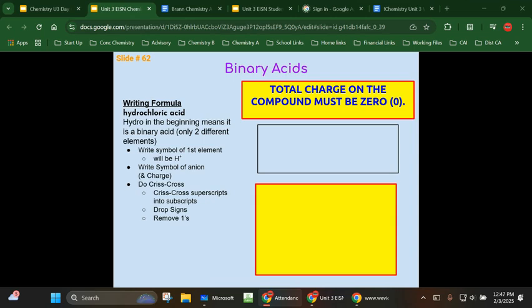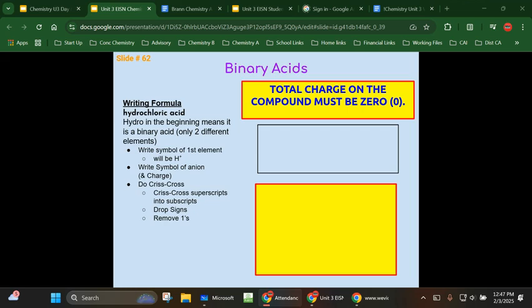Oxygen. Oxygen cannot make hydrogen an acid because it makes it water. So that leaves 14 elements up there, ladies and gentlemen. 14. Okay?